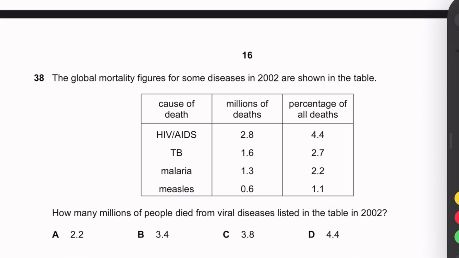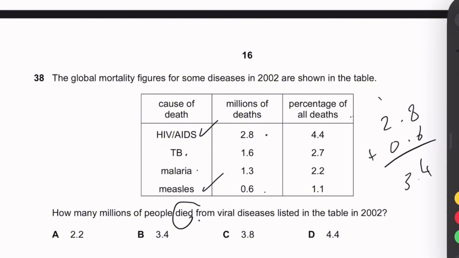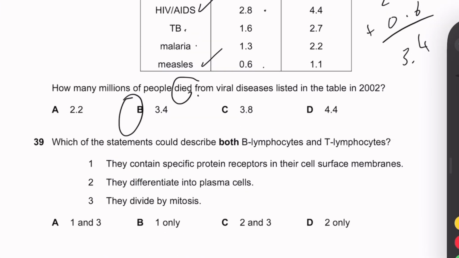And the global mortality figures for some diseases in 2002 are shown in the table. How many millions of people died from viral diseases listed in 2002? Okay, viral diseases here include HIV and measles. Malaria is caused by a protist and tuberculosis is caused by bacteria. And therefore, how many people died, not percentage of all this, how many people died. So I would add 2.8 to 0.6. 2.8 plus 0.6 is supposed to be, let's add. Okay. And this will be 3.4, B. Okay, you could tell I'm not really great at mental math.